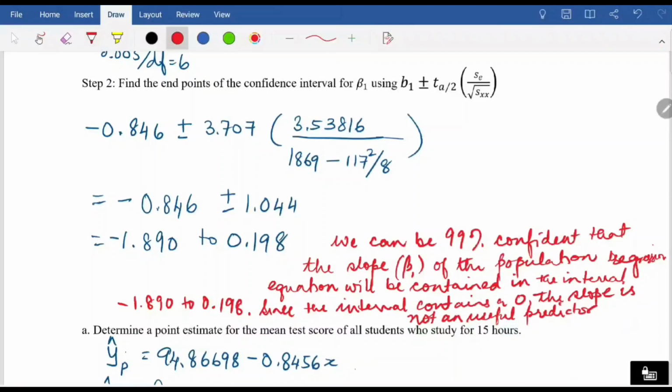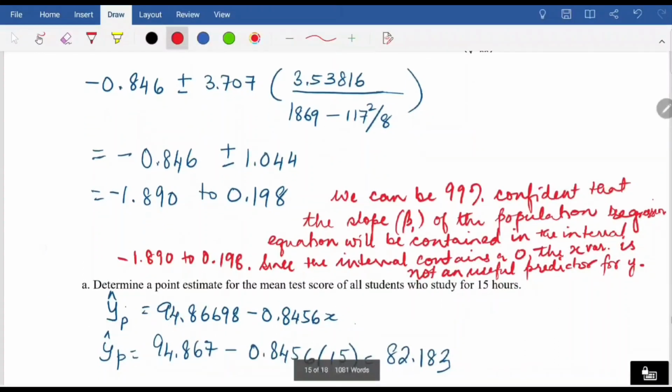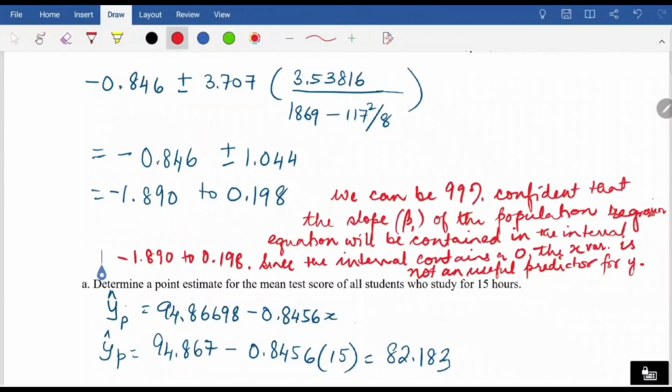Well, let me fix this here. It's not the slope that's not the useful predictor. The x variable is not a useful predictor for y. All right. So you have to finish your confidence interval question with an interpretation. All right.